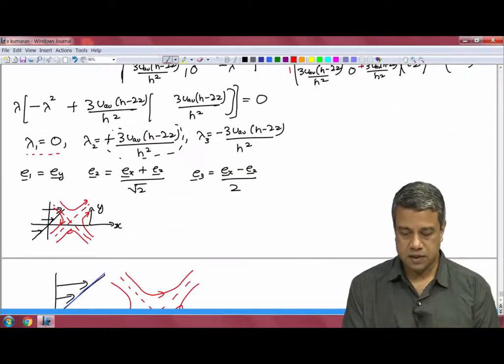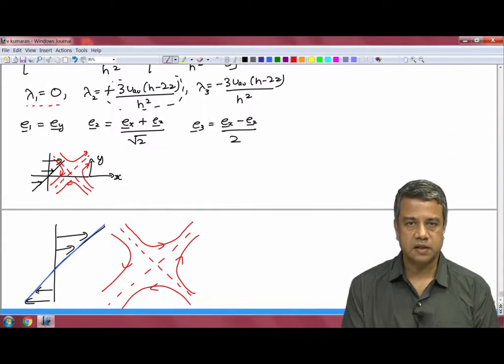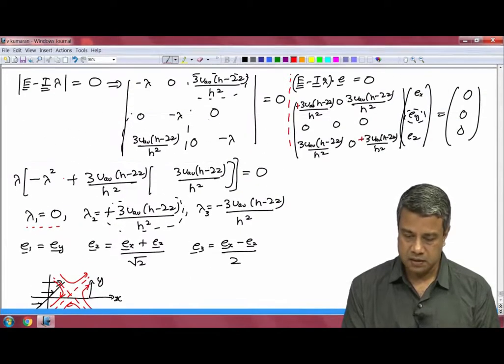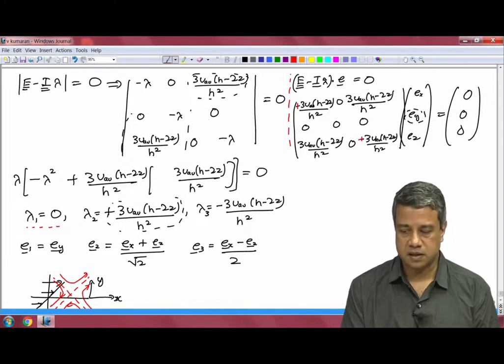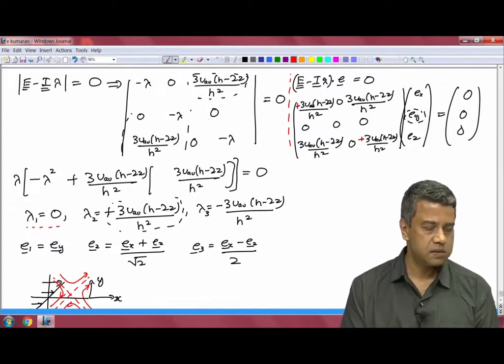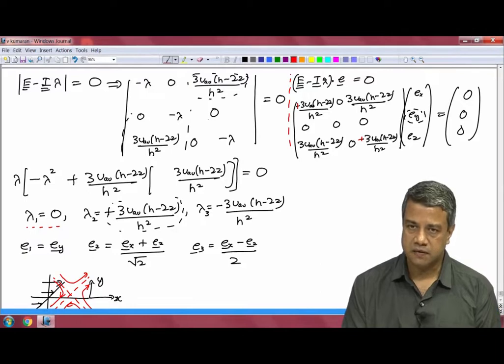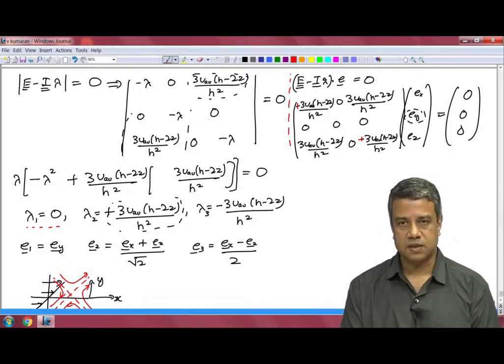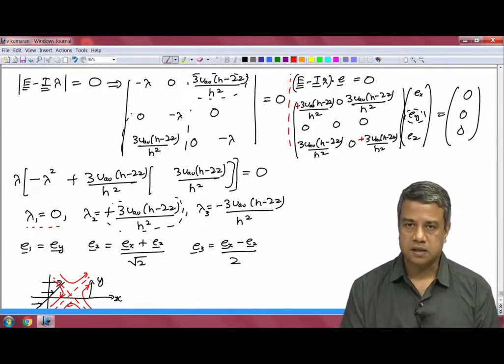Okay. So, that is how you identify the directions of compression and expansion locally at each point within the flow. You take the symmetric traceless part of the rate of deformation tensor, find its eigenvalues and its eigenvectors. Eigenvalues tell you whether there is compression or expansion, eigenvectors tell you the direction in which there is compression, the direction in which there is expansion and the direction in which there is no shear.